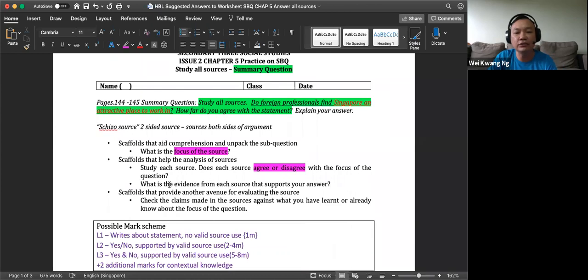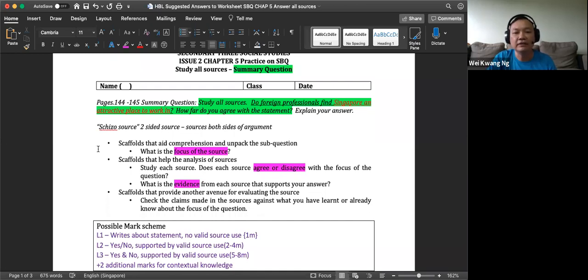The next thing that you need to look at is to focus on the evidence that is written in the source itself. How does it support your answer? Meaning, if the source agrees, what are the evidence that support? What are the evidence that don't support?